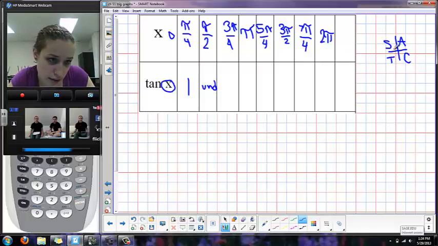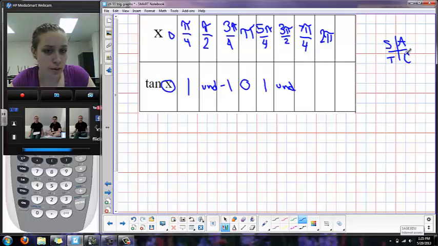Tangent of the cousin of pi over 4, so now we're in the second quadrant, that's going to be -1. Tangent at pi is 0, because it's along this line. 5 pi over 4, that's the cousin, and we're down here in the third quadrant now, so that's going to be a +1. 3 pi over 2, that's 270 degrees. We are undefined again. 7 pi over 4, now we're in this quadrant, the cousin of 45 degrees, it's going to be a -1, and then 2 pi is the same thing as 0, which is 0.